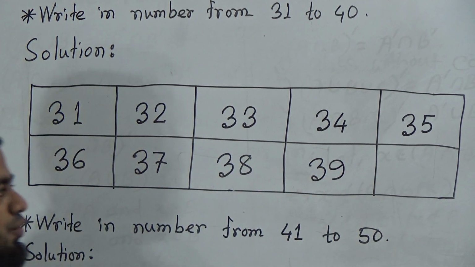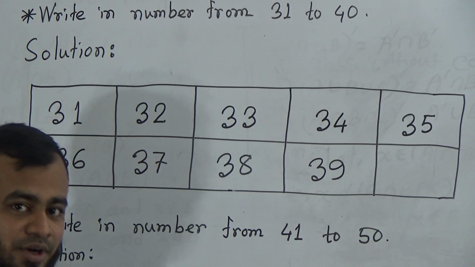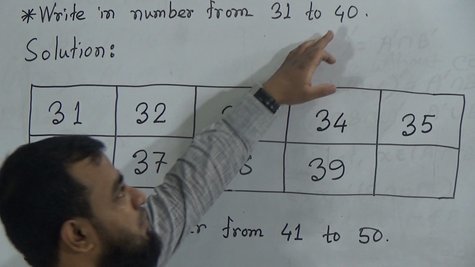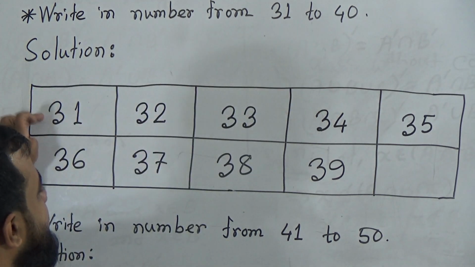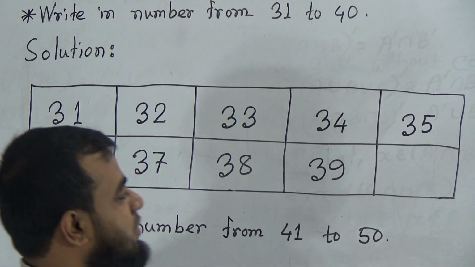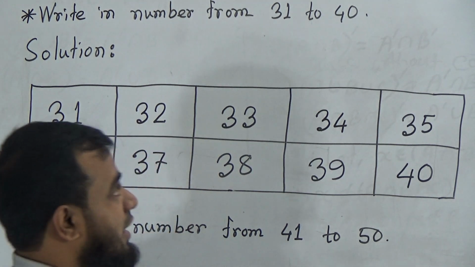After 39, we have 40, the number 40. How to write 40? My dear students, remember, the last number is also given. We write from 31 to 40, so 31 is the first number and 40 will be the last number. That means 4 and 0 makes the number 40. You can take help from your question.